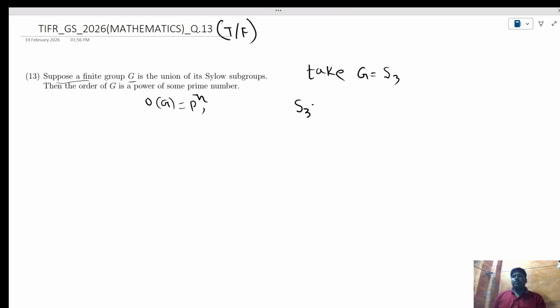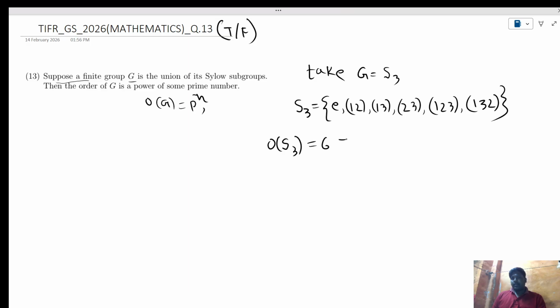S3 is a permutation group of three elements. The elements of S3 are written as e, (1 2), (1 3), (2 3), (1 2 3) and (1 3 2). And the order of S3 is 6. That means 2 and 3. So it has two Sylow subgroups: second order Sylow subgroups, and third order Sylow subgroups.